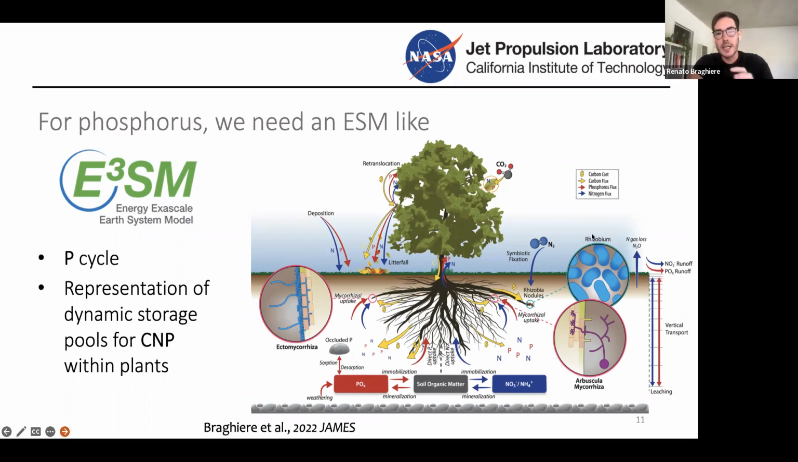And all I did was to add this concept of resource optimization with the different uptake pathways. So now we have ectomycorrhiza, arbuscular mycorrhiza, symbiotic fixation, direct root uptake, and retranslocation from leaves.